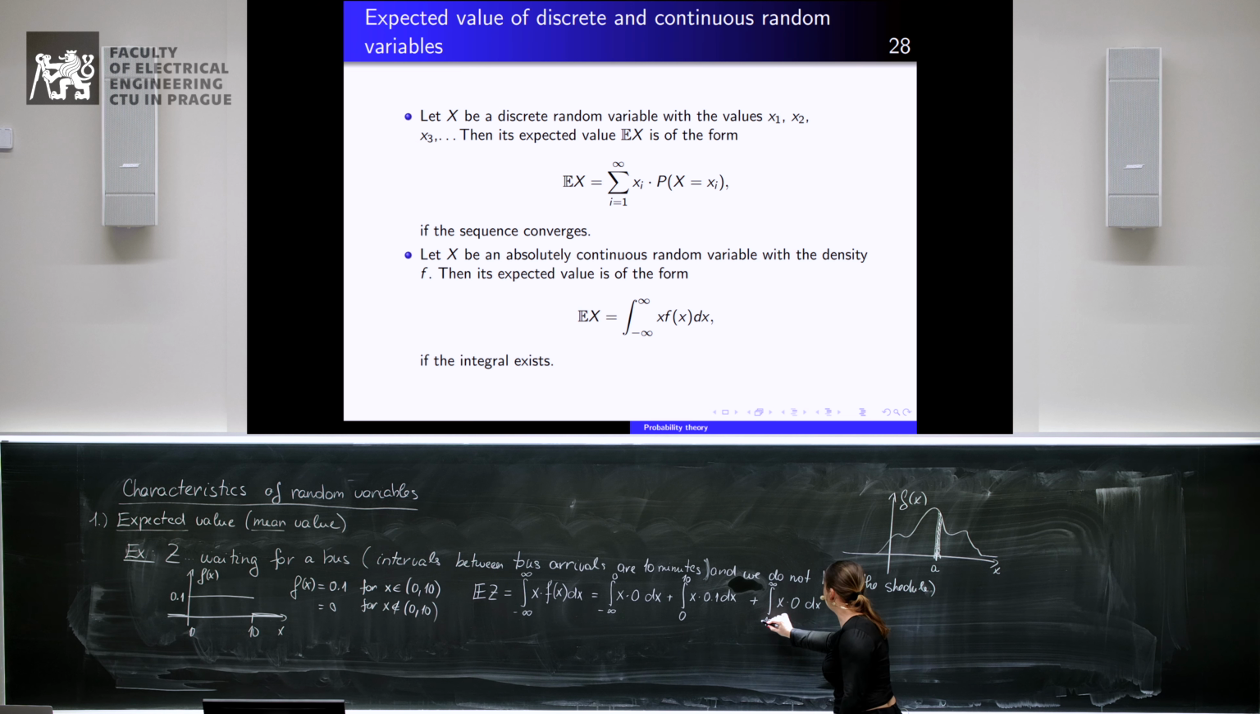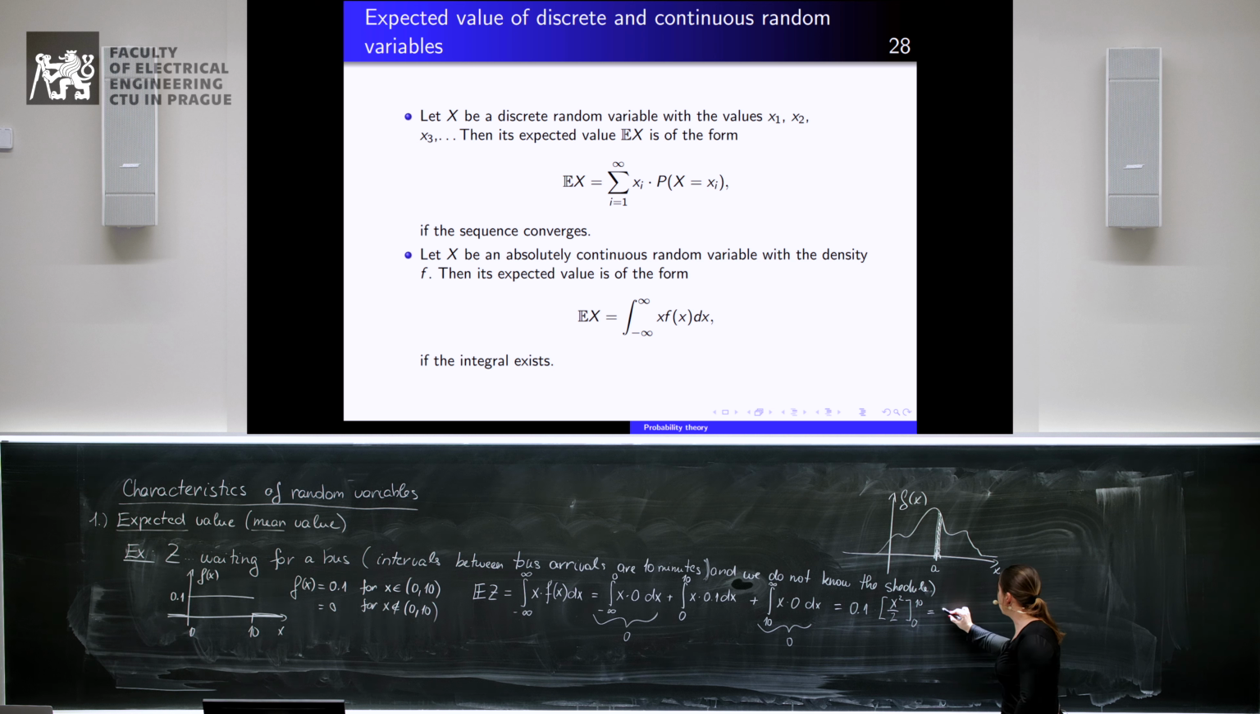So, in fact, the first and third integrals are equal to 0, and the integral of a constant times x dx is the constant times the integral of x. It is x squared over 2 from 0 to 10.